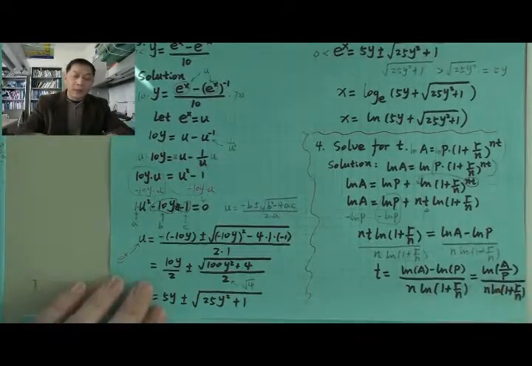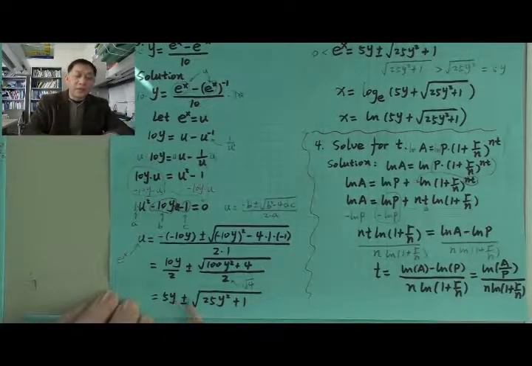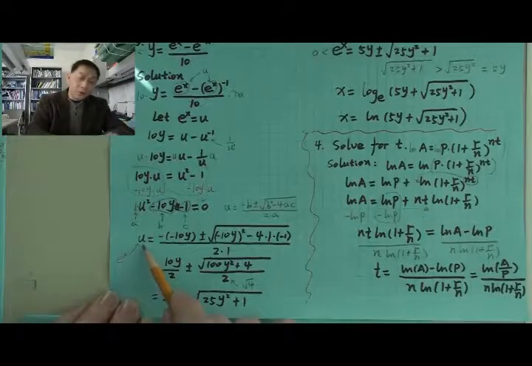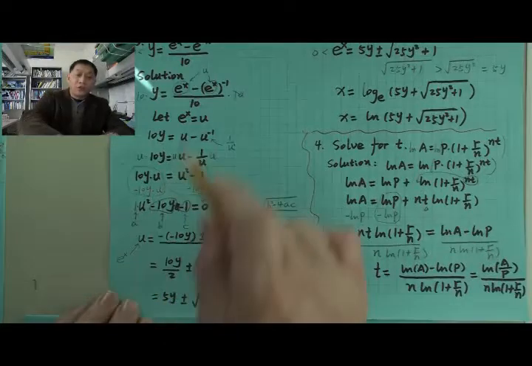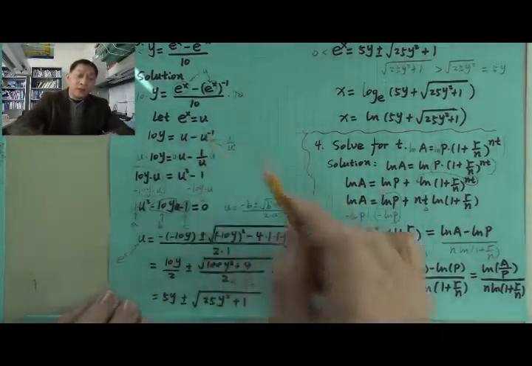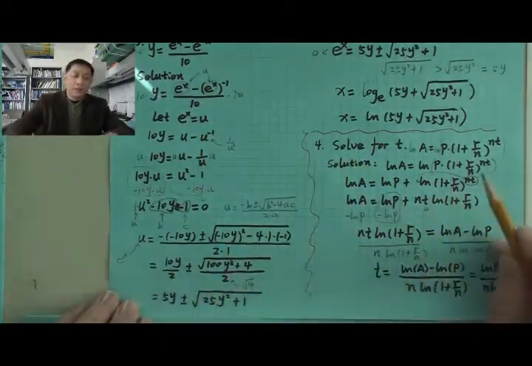And right here, we have a 2 that is actually radical 4. So 4 divides 100 to give 25y squared. And 4 divides this 4, you have 1. So that's 5y plus or minus radical 25y squared plus 1. That's all u. You found u was e to the x. That's not enough. You need to find x.